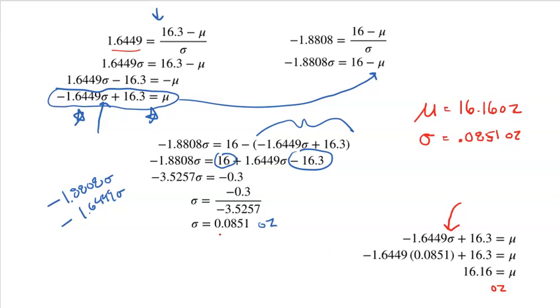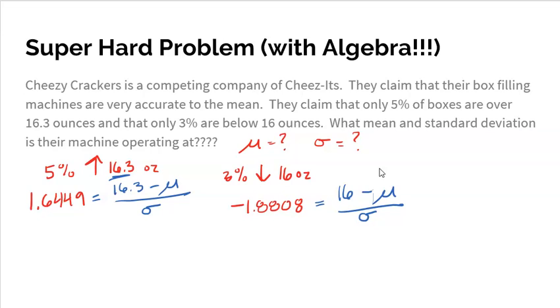To be honest, even keeping 4 decimals, these numbers are correct. They're the right numbers, but they're actually going to be a tad off from what I want because I wasn't 100% accurate. Keep more decimals and you could be more accurate, but I'm happy with 4. All right, so this is the toughest problem you're going to get, but it all comes back to this idea of taking what they told you, this idea of 5% over 16.3 and 3% below 16, and turning that information into equations that we know about z-scores.